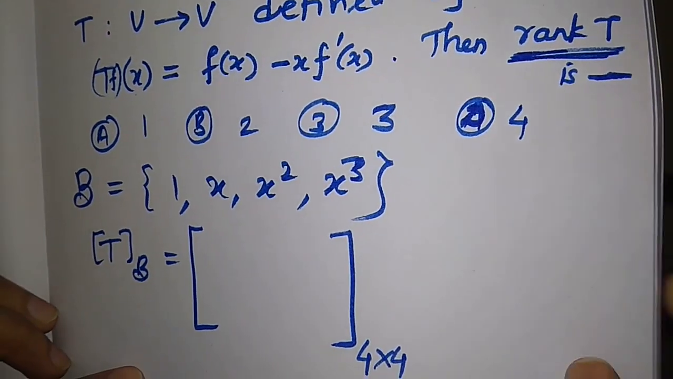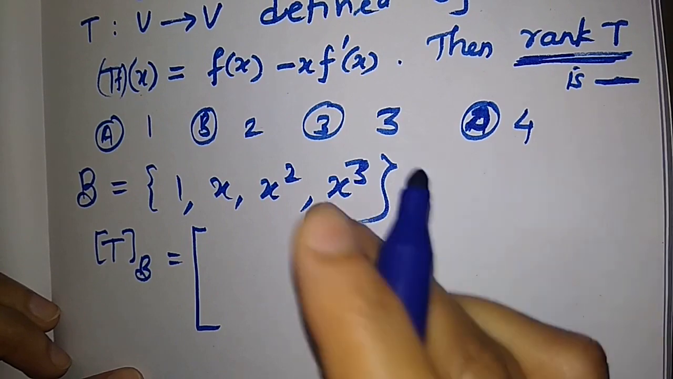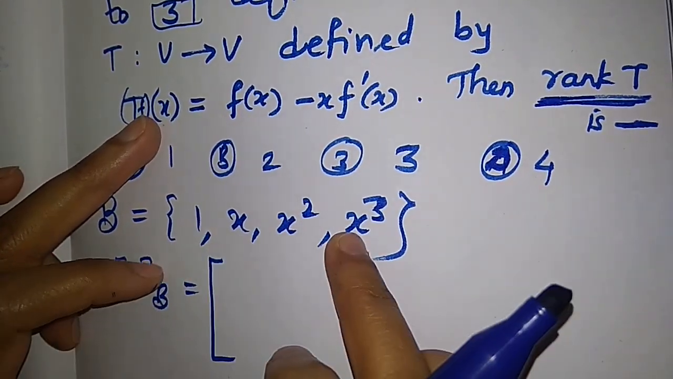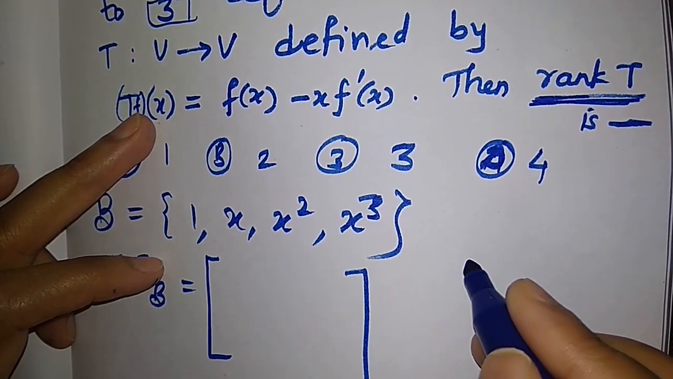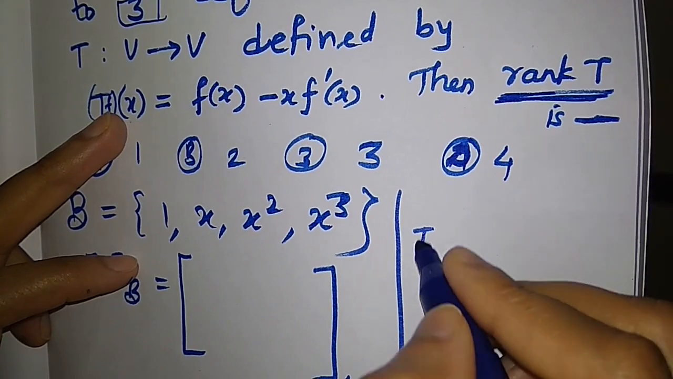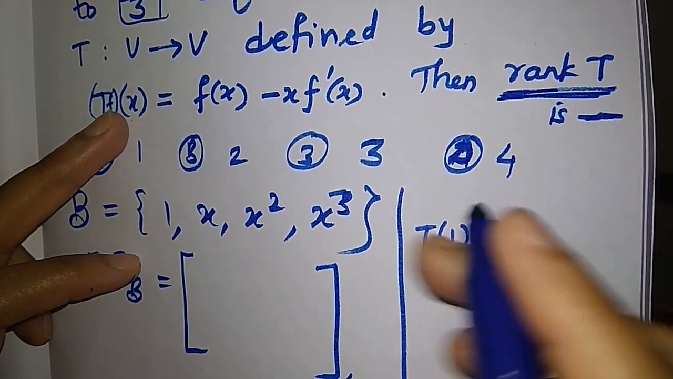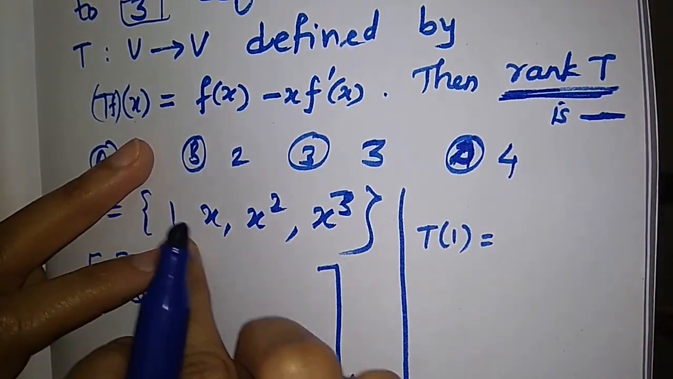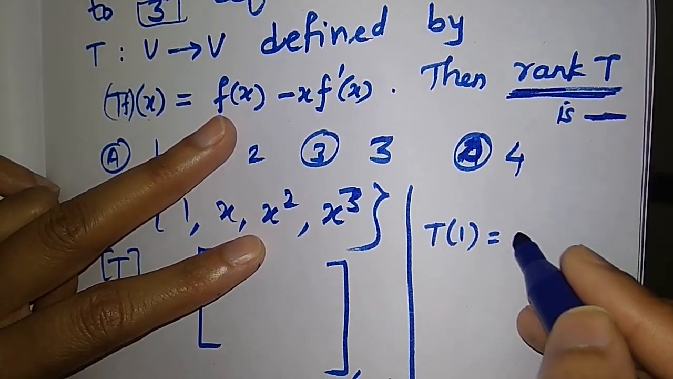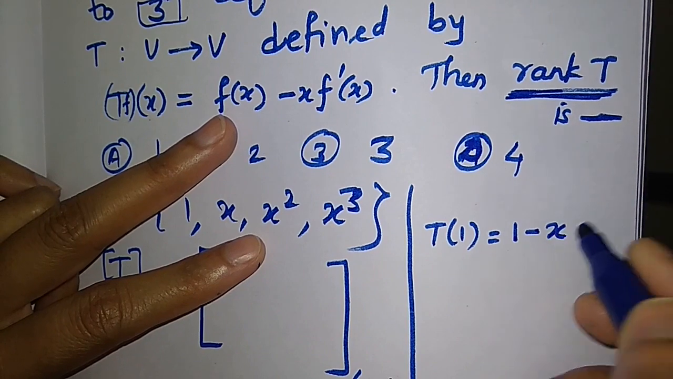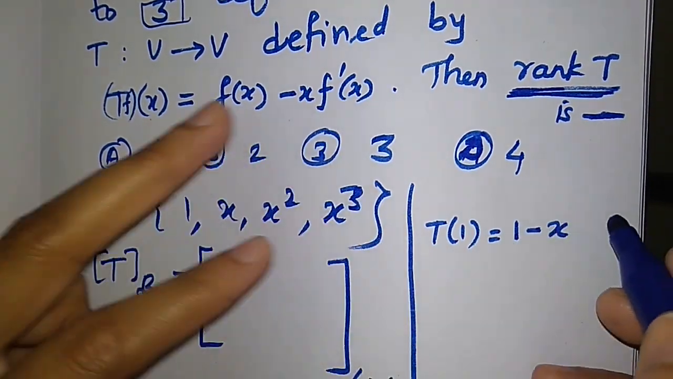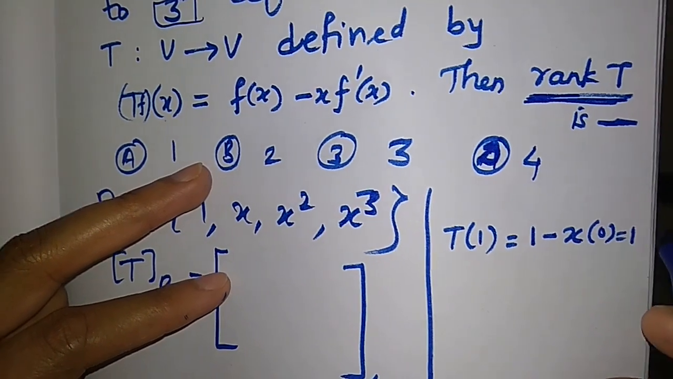How to write this matrix? That means you just take the image of all these elements. So first you take 1, so this T of 1, and this f(x) is nothing but your basis element. So T of 1 will be, f(x) is 1, so it is 1 minus x into, you take the derivative of f(x), that means derivative of 1, which is 0. So this is just equal to 1.